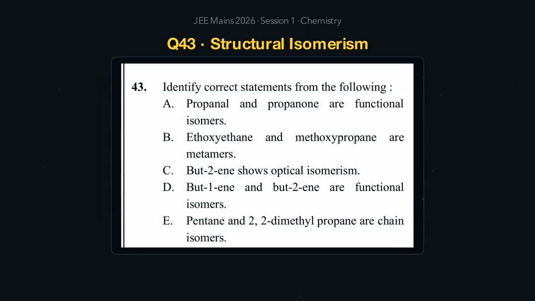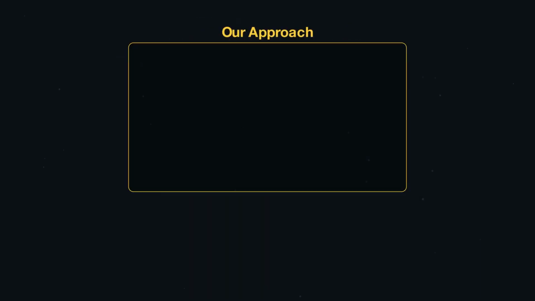5 isomerism statements on the board. But which ones are actually correct? Most students get at least 2 of these wrong because they mix up the types. Here's our approach.